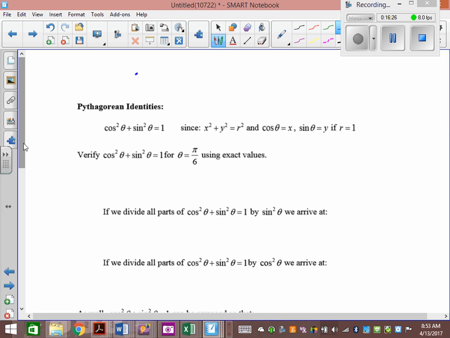Now, this identity can be arranged in different ways. So what you could say is cos squared theta equals 1 minus sine squared theta. Or you could say sine squared theta equals 1 minus cos squared theta. So any of the formulas on your formula sheet, you can rearrange as well. So this and this are just rearranged forms of that. They're just that one formula rearranged. And you can rearrange any of those formulas.